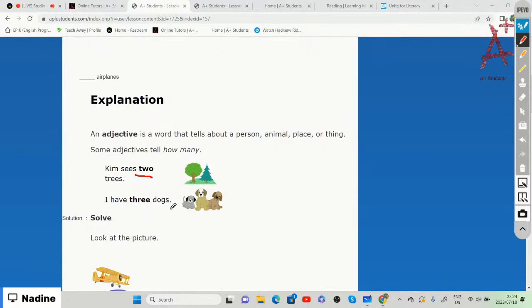I have 3 dogs. So how many dogs do you have? 3 dogs. So 3 is the adjective that tells us how many. So there's 1, 2, 3 dogs, which tells us how many, which means that our adjective over here is 3. So 3 tells us how many dogs there are.